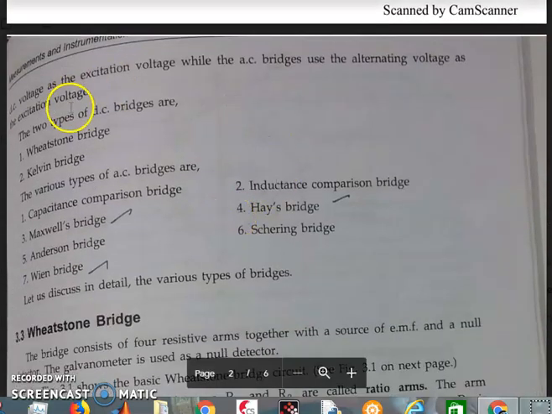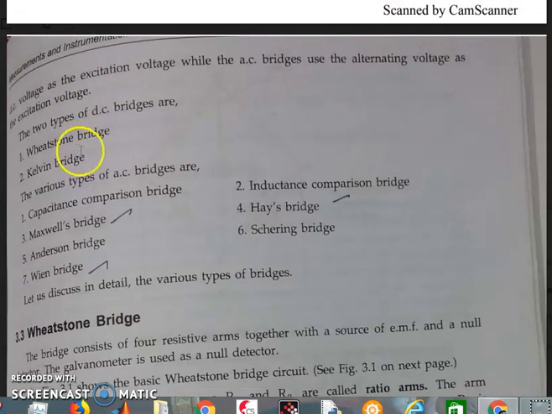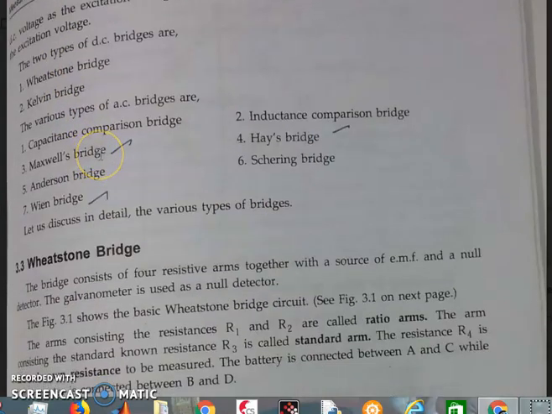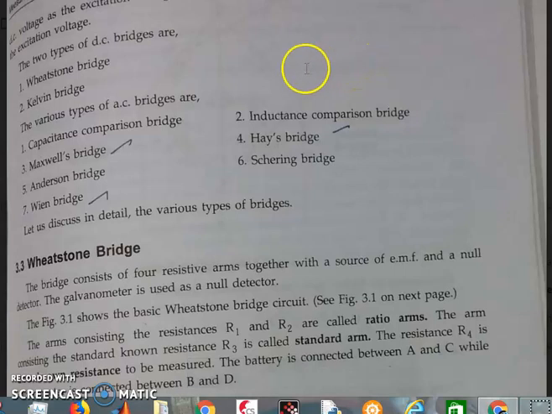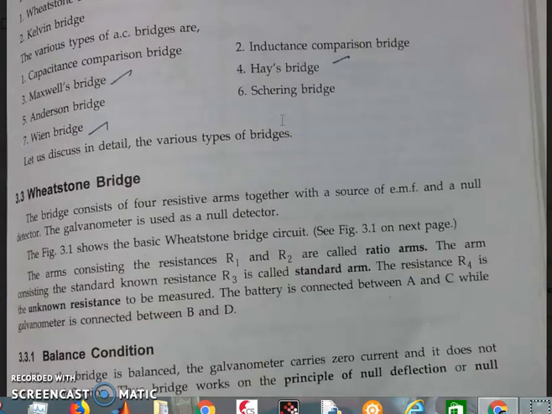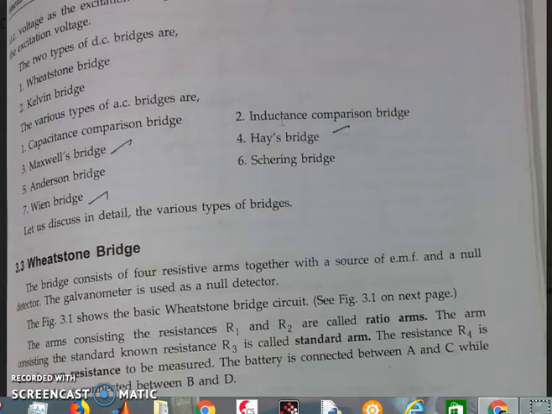There are two types of DC bridge. One is the Wheatstone bridge and the other is the Kelvin bridge. The AC bridge is classified into capacitance comparison bridge, inductance comparison bridge, Maxwell bridge, Hay bridge, Anderson bridge, Schering bridge and Wien bridge. So in the first topic, we're going to discuss the DC Wheatstone bridge.